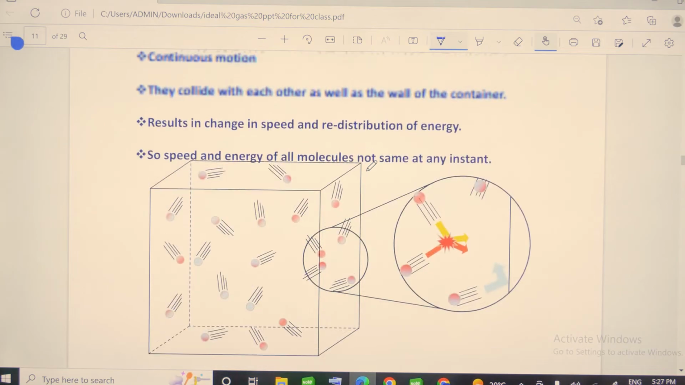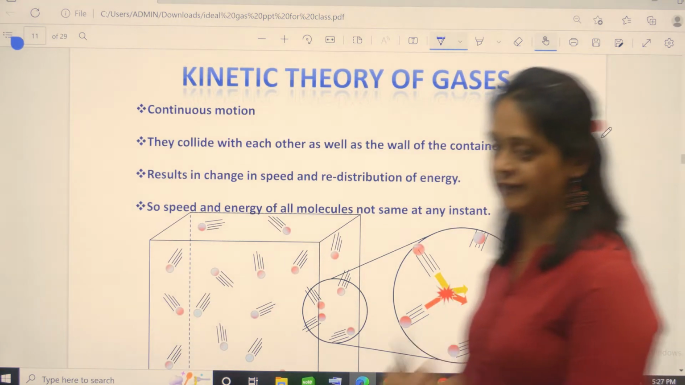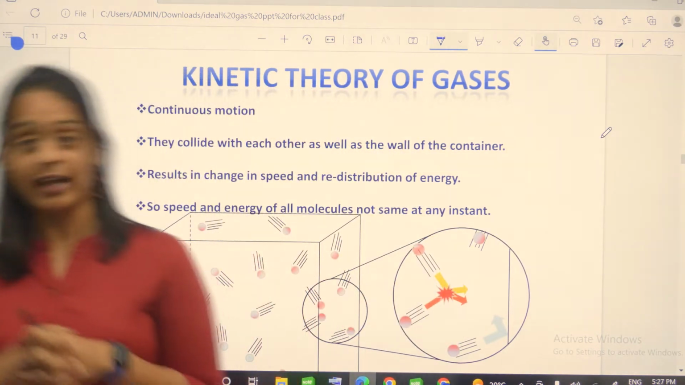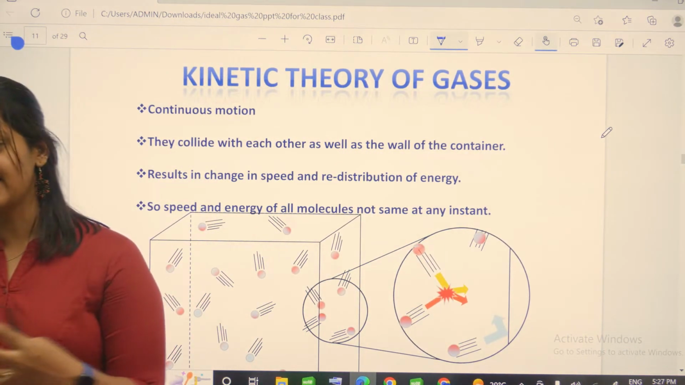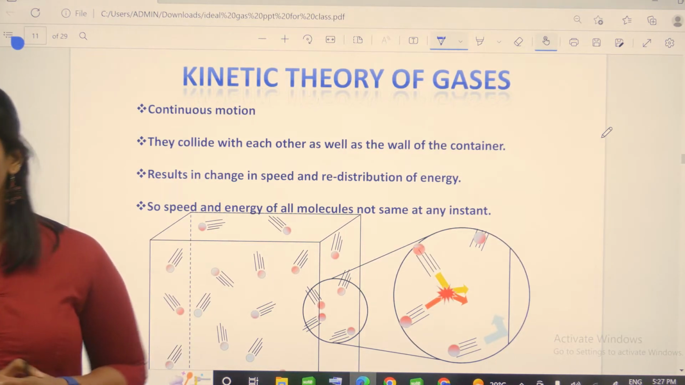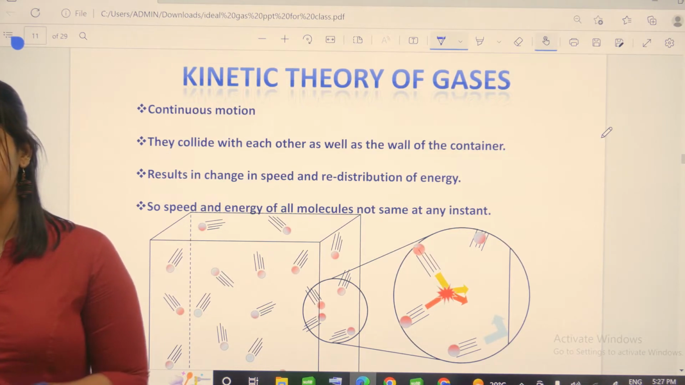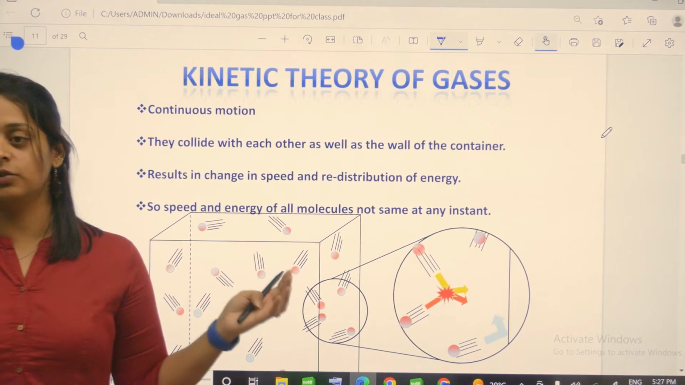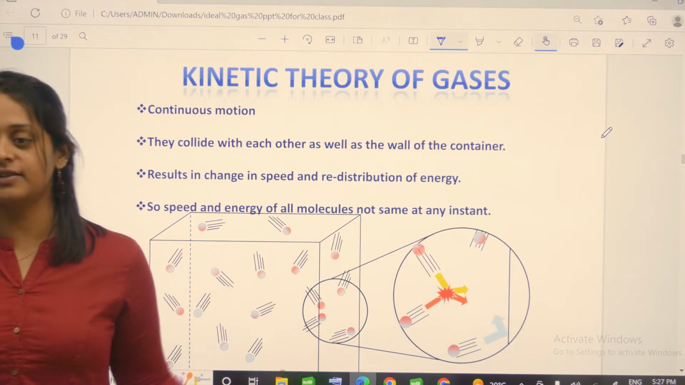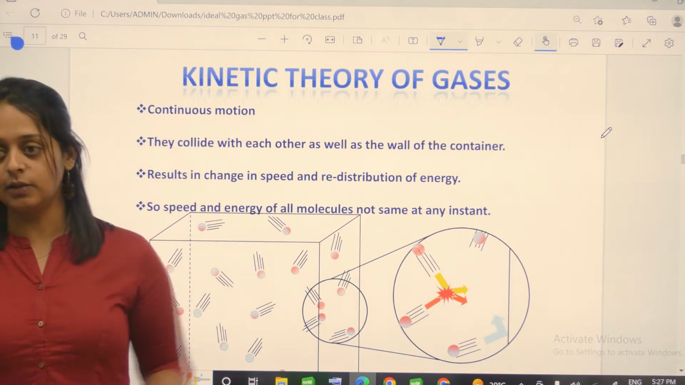So now we come to our topic, kinetic theory of gases. Very important. Why is this kinetic theory so important? Because when a gas is present in a container, what is it going to do? It's going to be in continuous motion. It's never in a stationary state at all. That's the first thing I know.